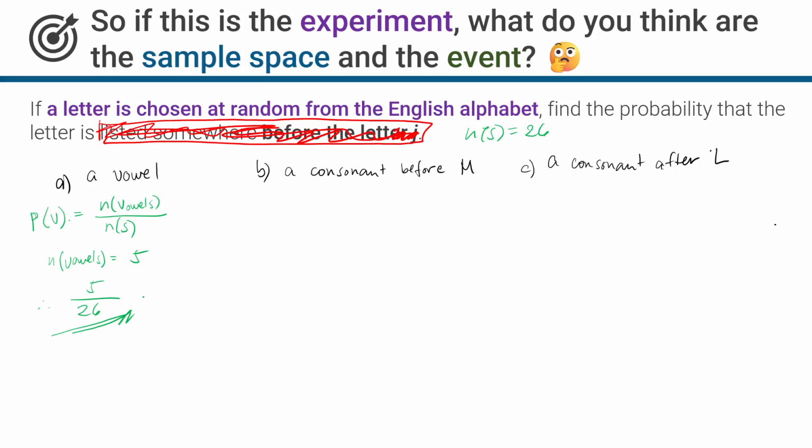Next, let's have consonant. Consonant before letter M. So what are those? The consonants before M.